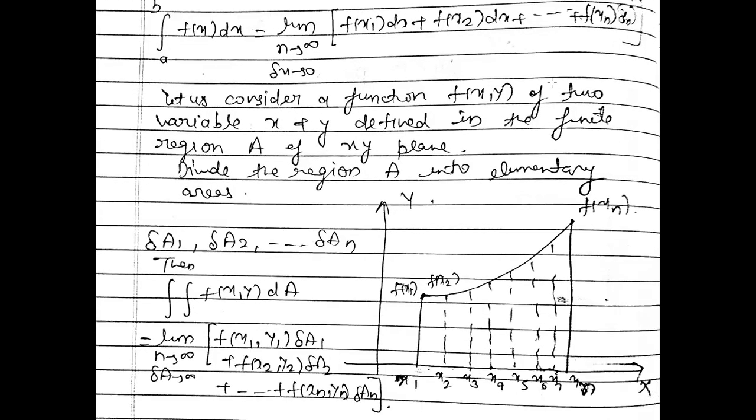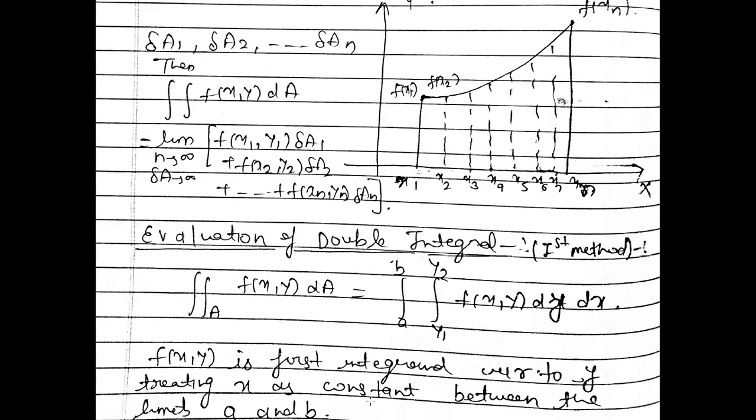So let us consider a function f(x,y) of two variables x and y defined in the finite region A of the xy plane. We are dividing this region into n parts, right? So delta A1, delta A2 and so on delta An. Double integration f(x,y) dA we can write as limit n tends to infinity, delta A tends to 0, f(x1,y1) delta A1 plus f(x2,y2) delta A2 plus and so on f(xn,yn) delta An, right? So these are your n terms, n points, and these are your n regions, so we can write it as a double integration. Now, how will we evaluate the double integral?